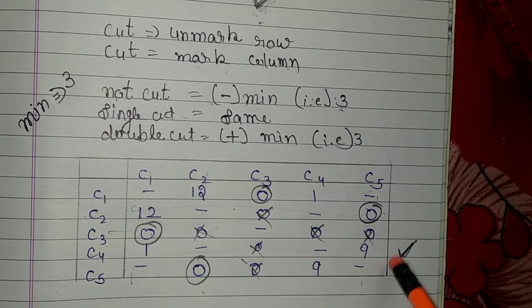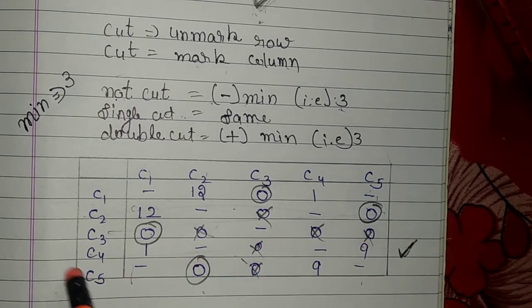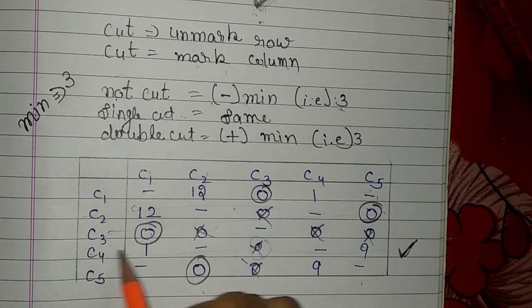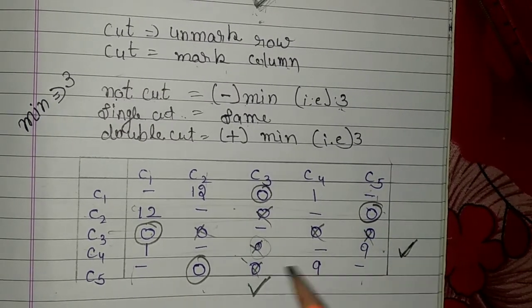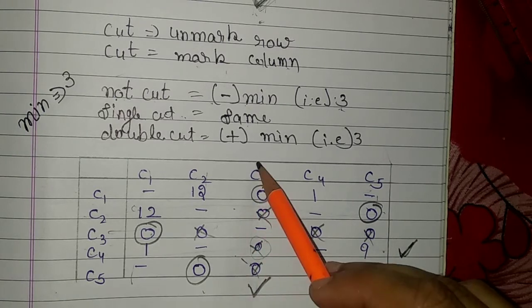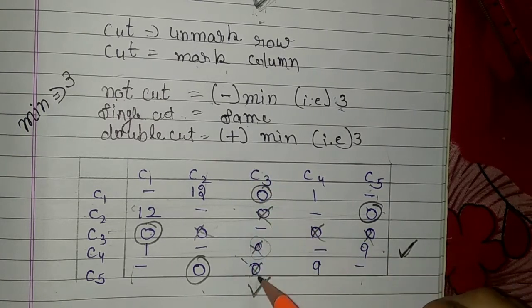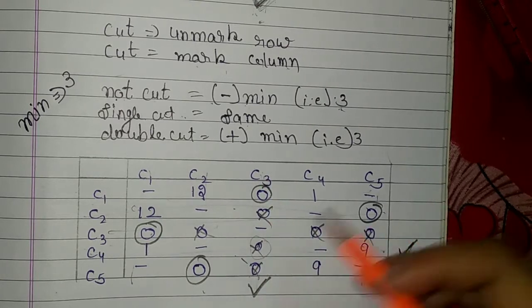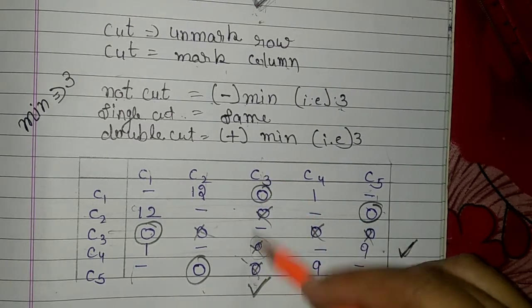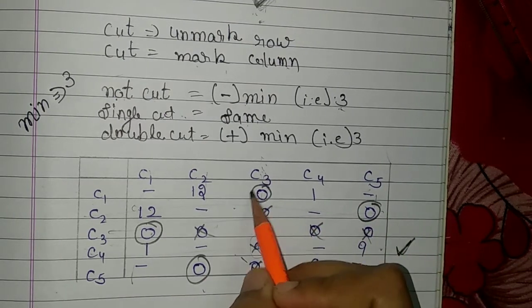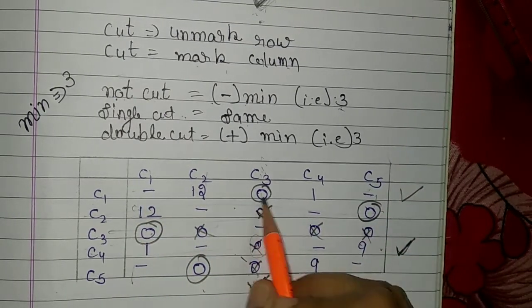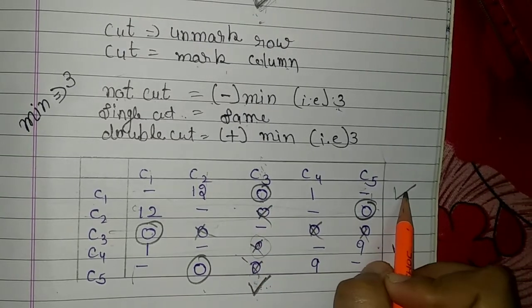If in a marked row any zero is cut, mark that column. If in a marked column any zero is assigned, then mark that row.